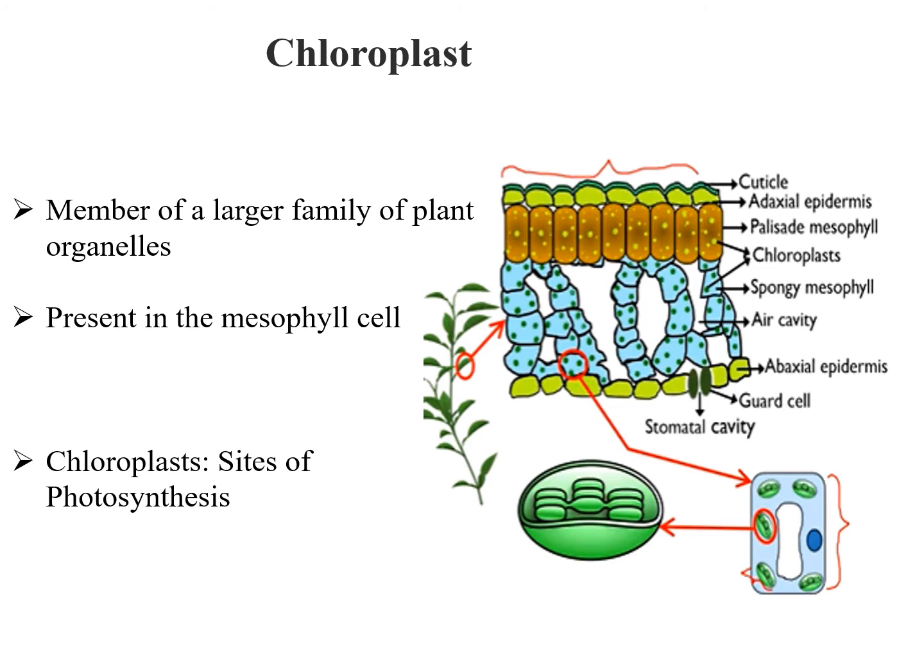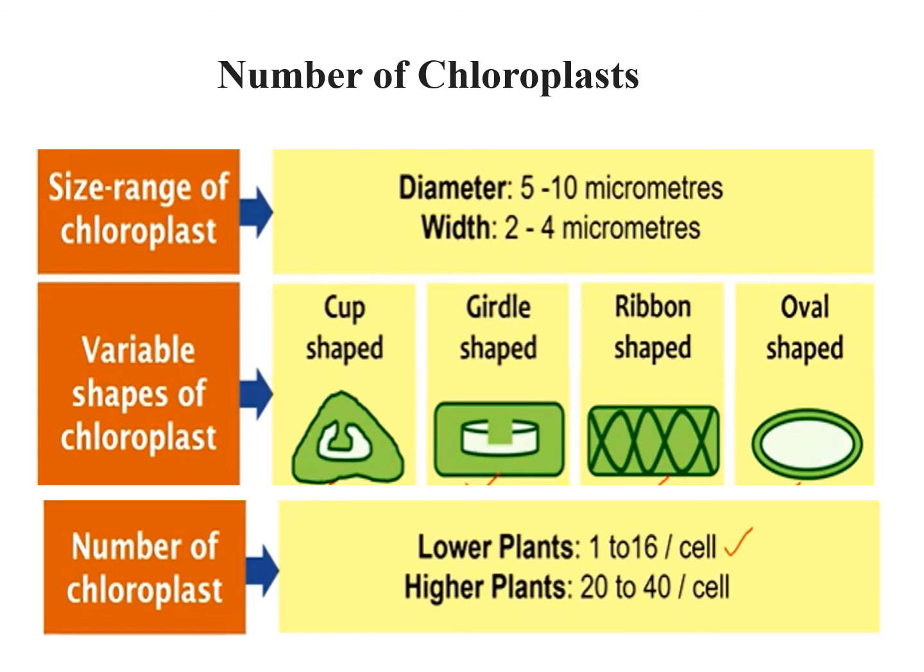Chloroplasts are the most prominent member of a larger family of plant organelles. As you can see in the picture, chloroplasts are present in the mesophyll cell of the leaf. All green plant parts have chloroplast and carry out photosynthesis. The leaves have the most chloroplast and the green color comes from chlorophyll in the chloroplast. The pigment absorbs light energy.